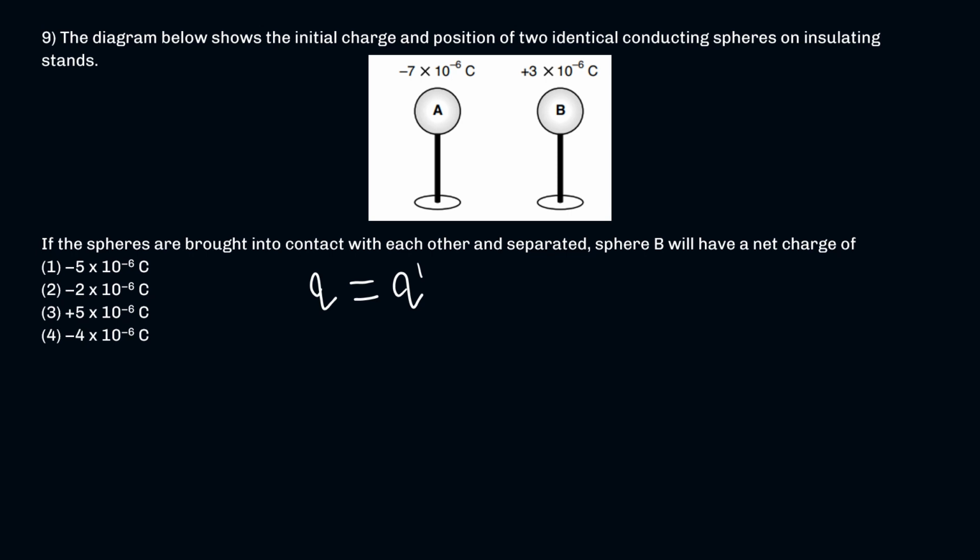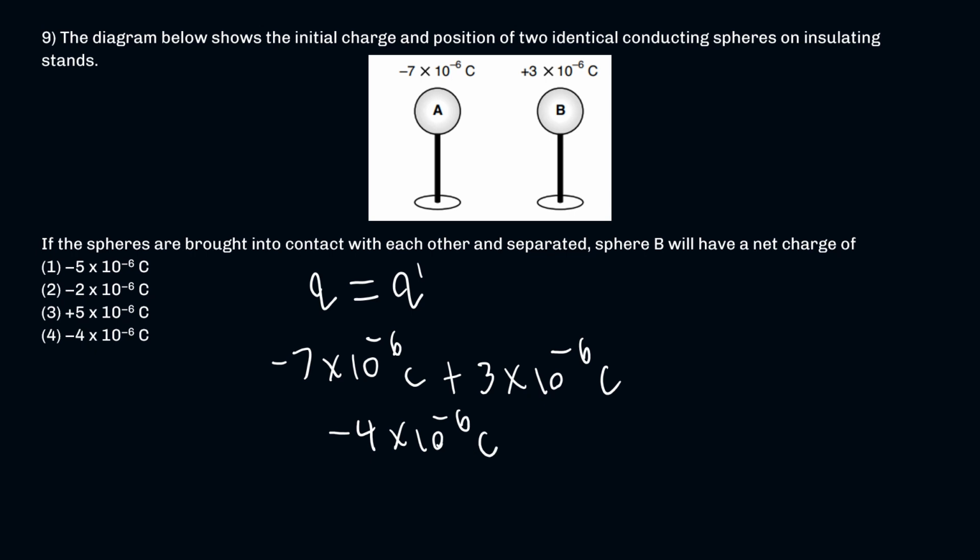So my charge here is going to be -7 times 10 to the -6 coulombs, plus 3 times 10 to the -6 coulombs. If I add these two together, they have the same exact scientific notation, so we don't have to worry about that really. It's really just -7 plus 3. That's going to give me -4 times 10 to the -6 coulombs.